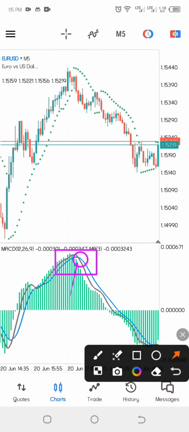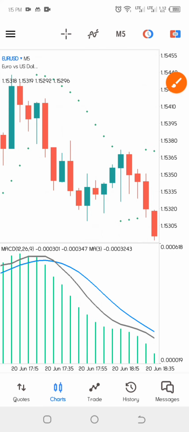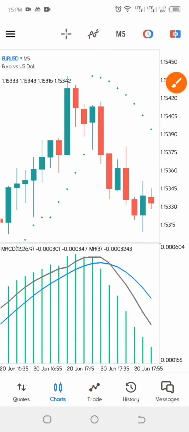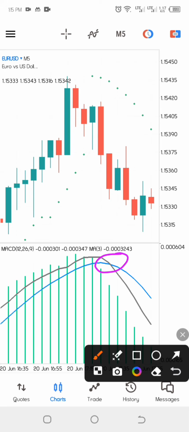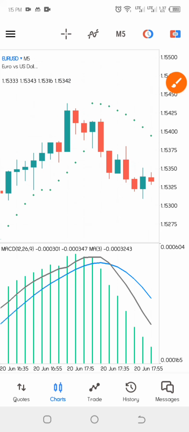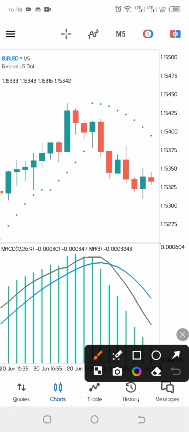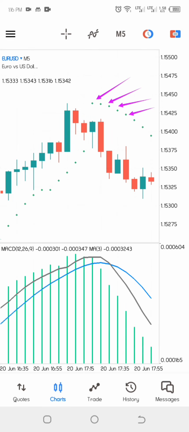After we see that this crossover happens between the MACD line, MACD signal, and the moving average, then we look into our main chart. Now what is our expectation in our main chart? This is where we want to pay close attention, because this is what gives you a chance to look at the main chart. What you want to see in the main chart is very important. You can see this parabolic dot right here. You can see all this dot right here. So you are paying attention to this dot right here.